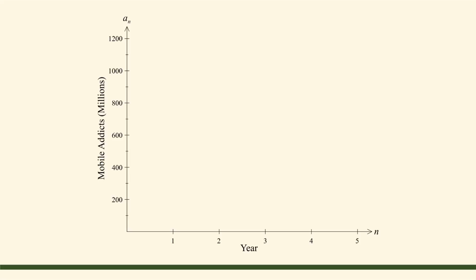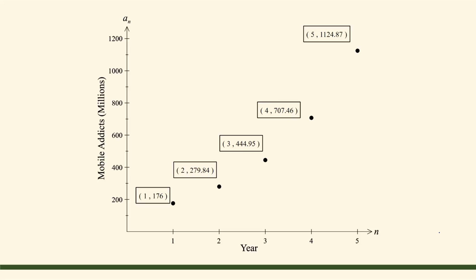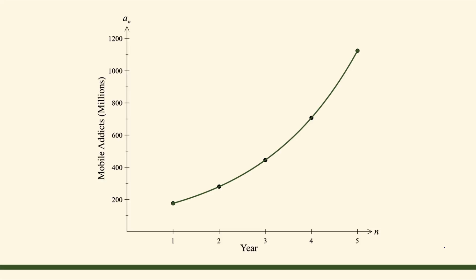Let's now plot the points associated with the data values from the previous part. We've plotted the points 1, 176, 2, 279.84, 3, 444.95, 4, 707.46, and our last data point 5, 1124.87. Now let's connect these points with a free-flowing curve. Our curve exponentially increases from left to right, becoming more and more steep as I travel from n equals 1 to n equals 5.